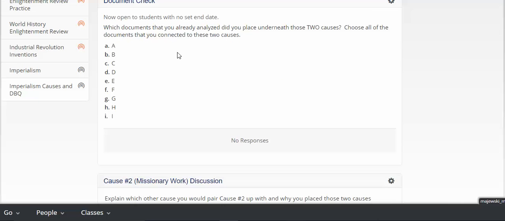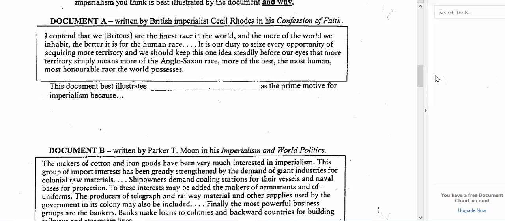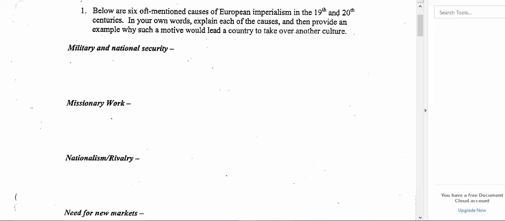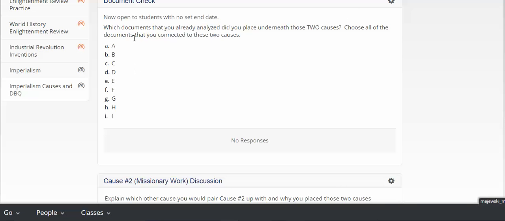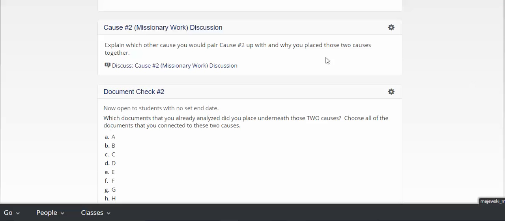Once you have completed your response, come down to the poll directly underneath it. In that poll, I ask you to click on all of the documents that you think belong underneath those two causes. So, of course, you would need to, once again, go back and look at your DBQ packet. You would need to come down to the documents, and you would need to find which documents you placed underneath cause 1 and what other cause you just placed with cause 1. So you would click on all of those choices on your Haiku page, when you get the opportunity to do so.